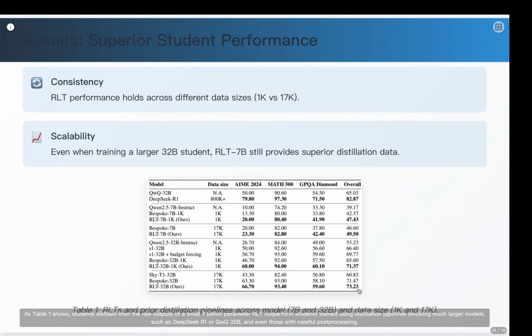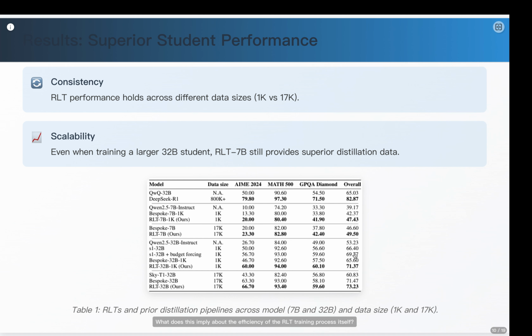This holds true across different data sizes, and even when the RLT is used to train a much larger 32 billion parameter student. Does this suggest that the RLT approach, by focusing on the teaching quality, produces inherently superior distillation data regardless of the student size? What does this imply about the efficiency of the RLT training process itself?